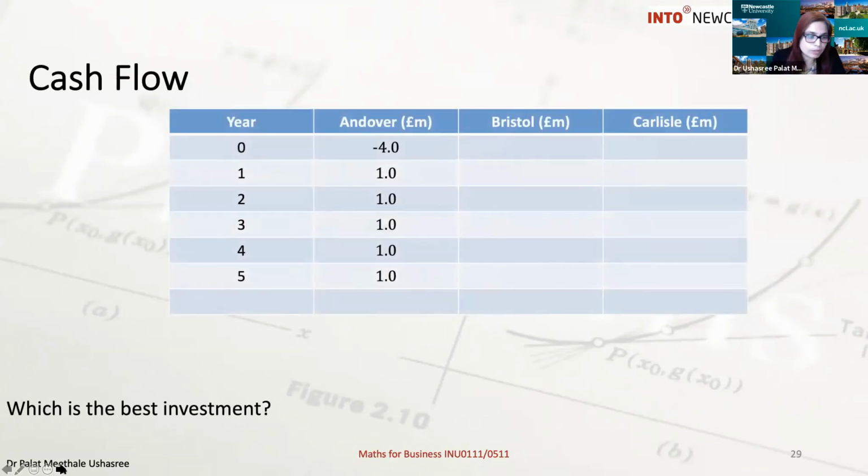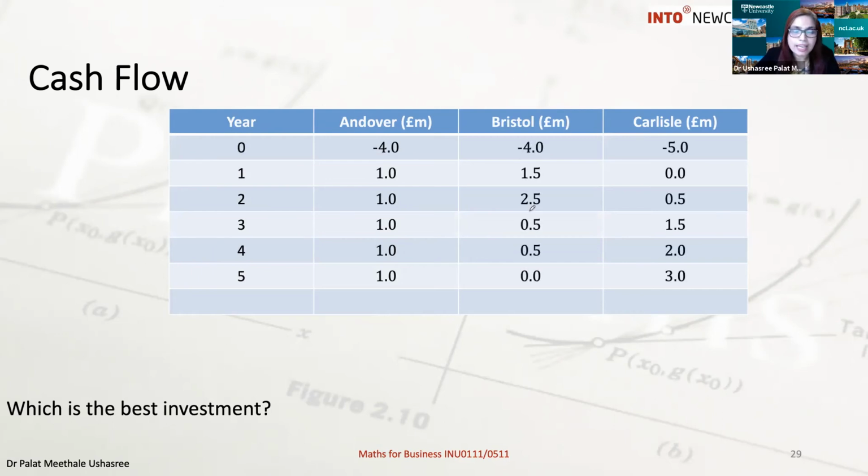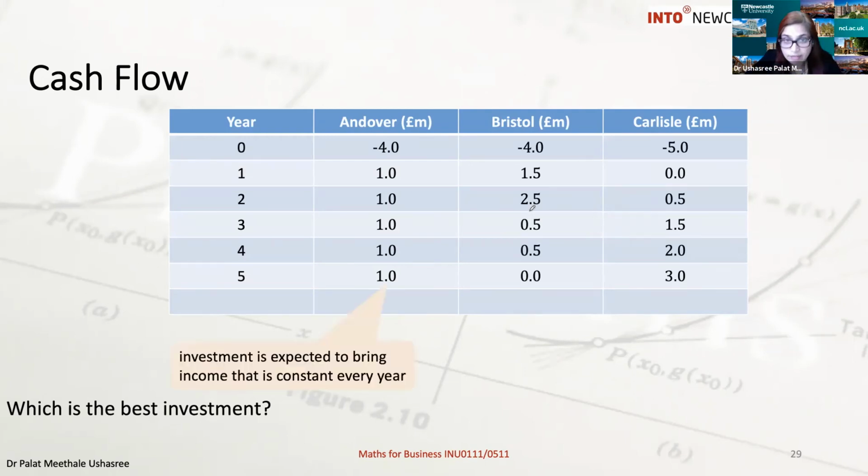So let's analyze each of these projects now. I will say A, B, and C. Look at this project A here, what's happening? Look at the cash flow here. Is it very evenly set? So A has an even cash flow, while the other two have an uneven cash flow, isn't it? With A, since the cash flow is even, the investment is expected to bring income that is constant every year.